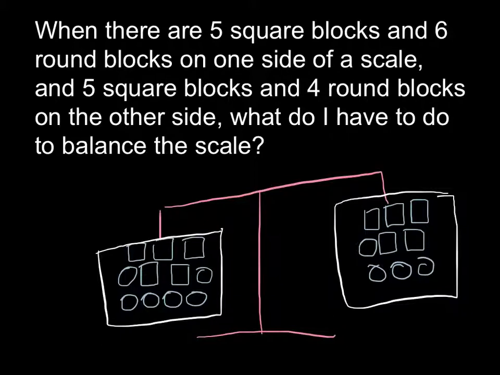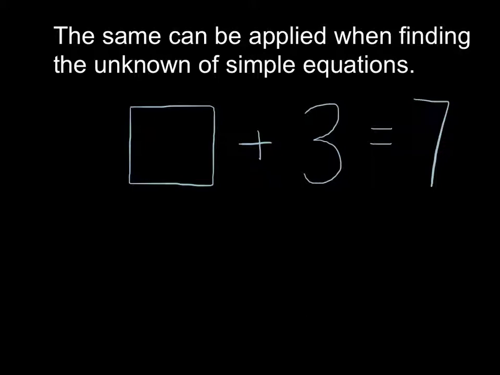When there are 5 square blocks and 6 round blocks on one side of a scale, and 5 square blocks and 4 round blocks on the other side, what do I have to do to balance the scale? Easy. I just add 1 round block, or 2 round blocks to this side, and they are both equal. The same can be applied when finding the unknown of simple equations.